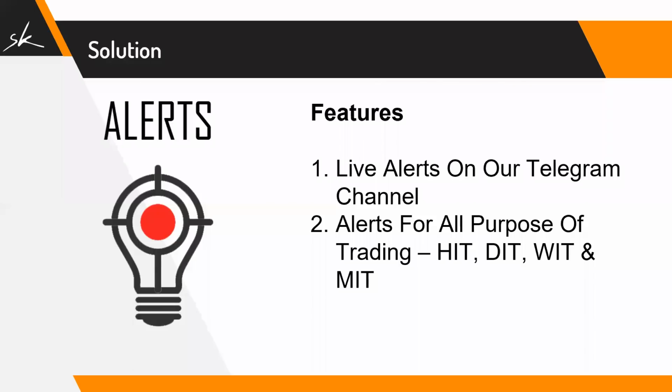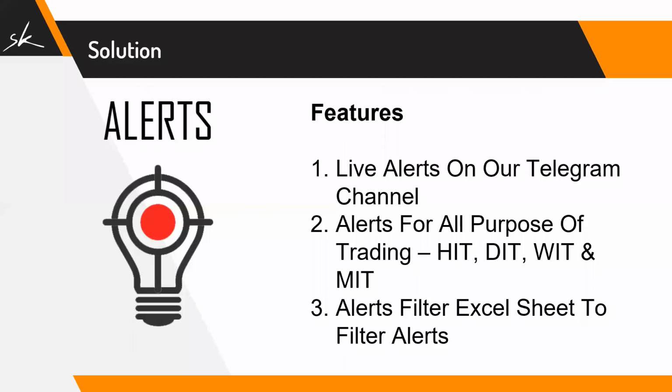Now, coming to the third feature. During the day, you'll be getting a lot of alerts for dailies, hourlies, weeklies, monthlies. So we have also created an alert filter Excel sheet for you where you can filter your results. I'll be showing you a demo of all these things in just a few minutes. Right. So these are the three main advantages you'll be getting. One is you have live alerts. Second is for all purposes of trading. And third is you can also filter the alerts as well.